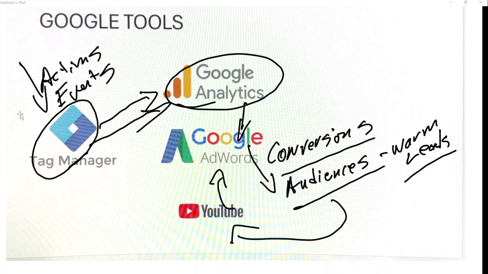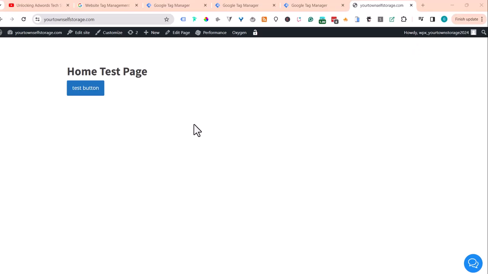Today we're going to go over just this portion over here, which is going to talk about the conversation that Tag Manager has with Google Analytics. So let's get into it. Here we have a test page, and this is a page we set up in order for us to demonstrate how we set up our self-storage sites. It's a pretty simple page. It's got a test button on it, and this is just the actions that we're going to take.